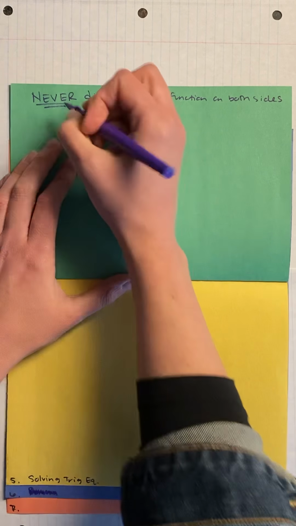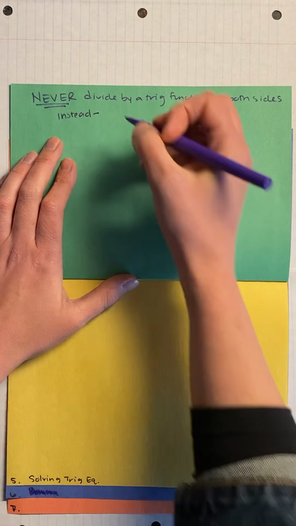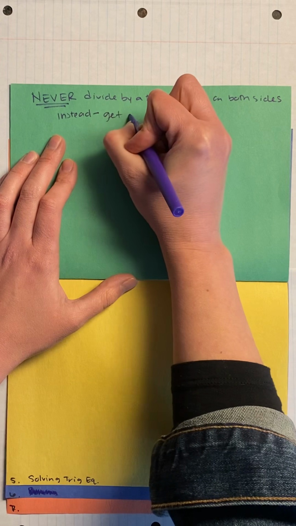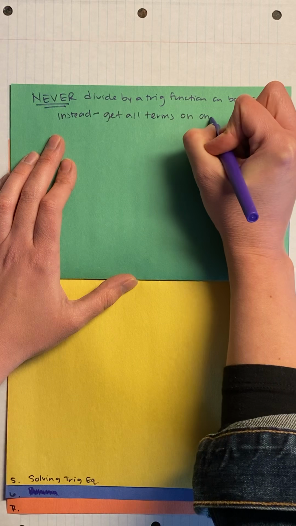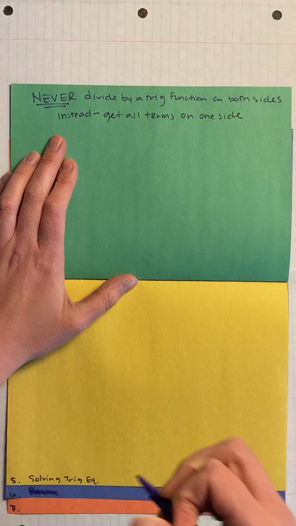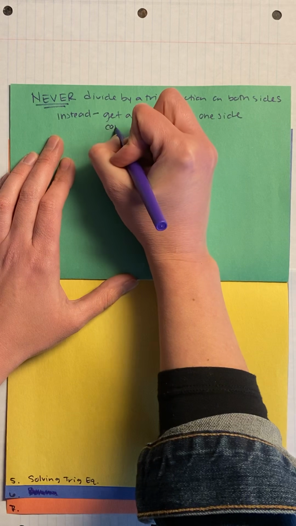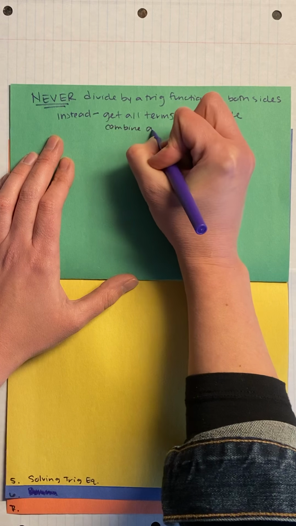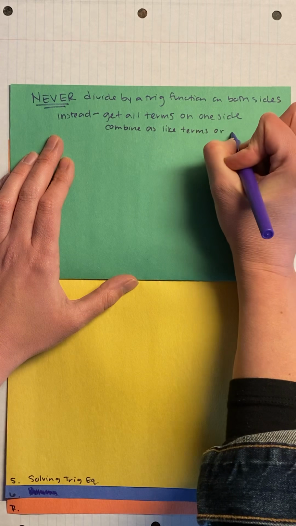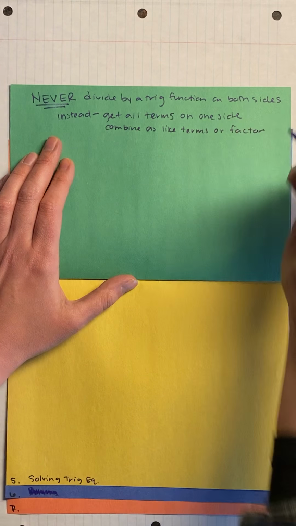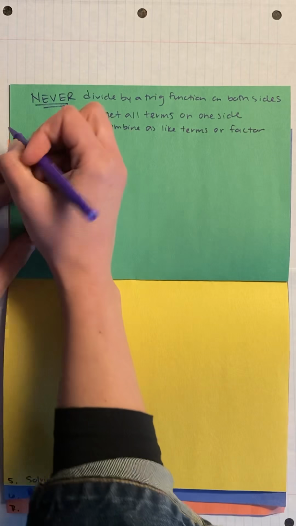Instead, a better idea is to get all the terms on one side and then you're either going to combine as like terms or factor. So the next thing that we're going to write on the top, we're going to talk about some things that you can do.